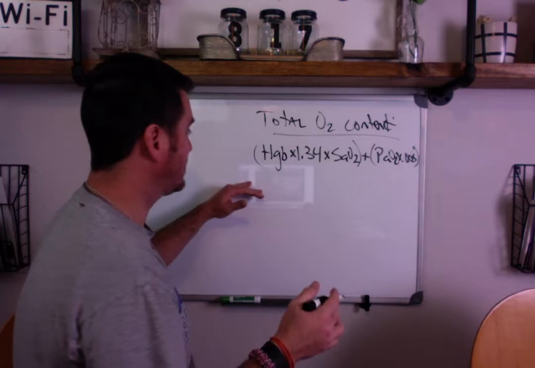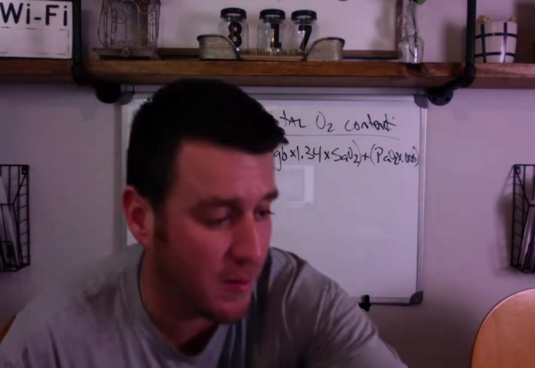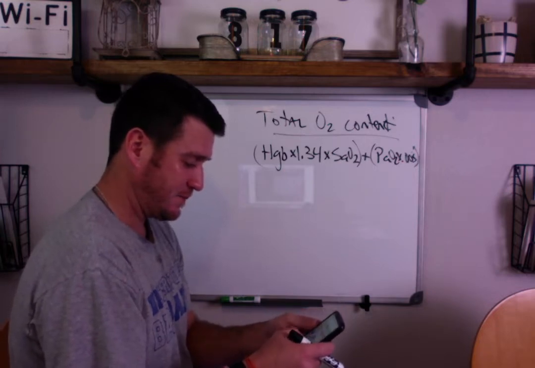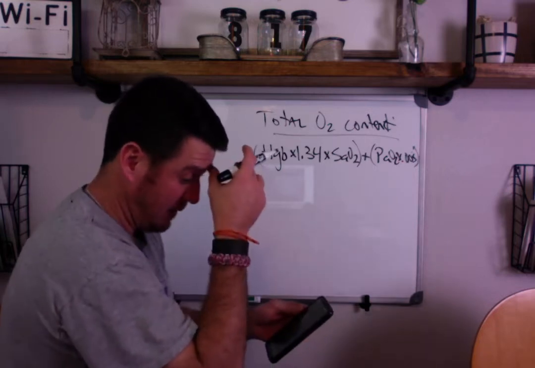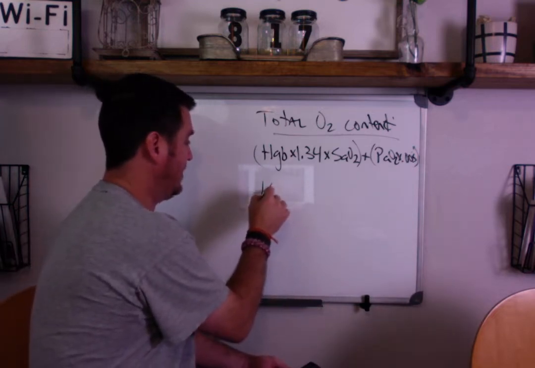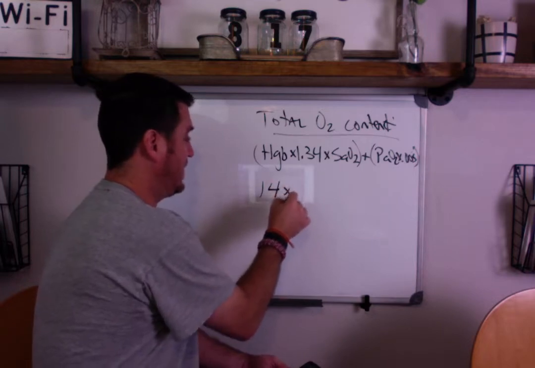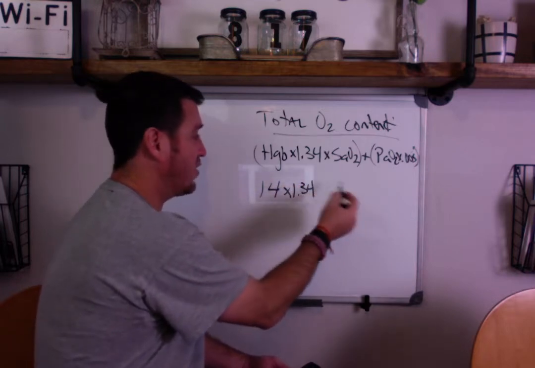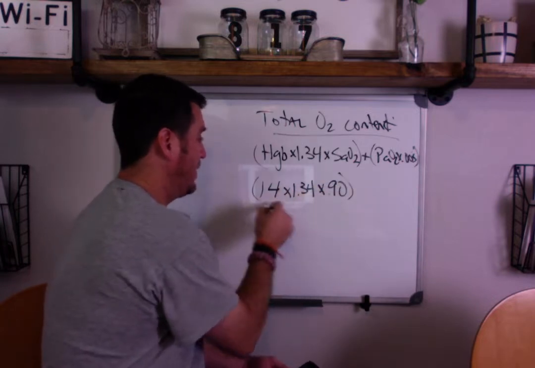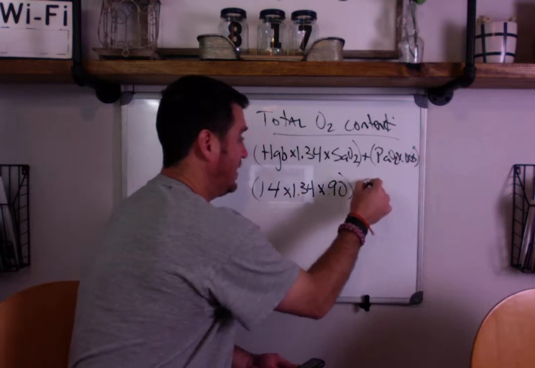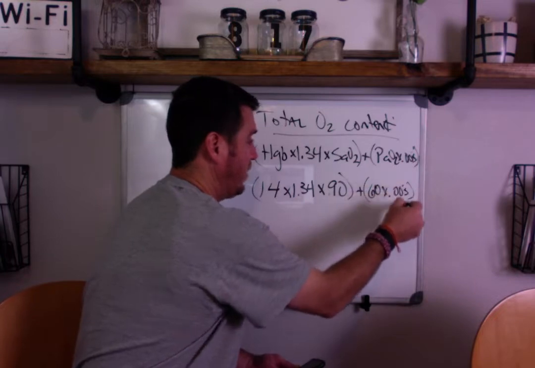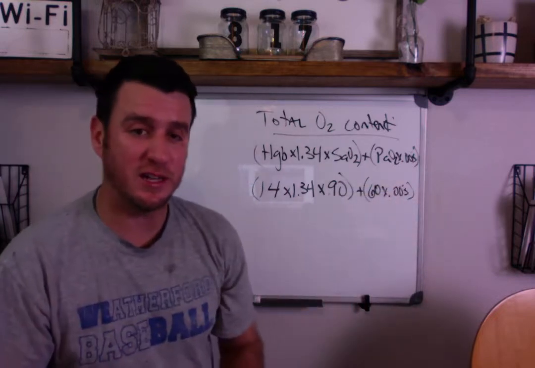Because what I make them understand is that if you have a patient with, I'm going to grab my phone here because I'm going to need my calculator. So let me get my calculator up here. If you have a patient with a hemoglobin of, let's just say, 14 times 1.34, and your oxygen saturation is 90%, which is 0.90, plus you have a PaO2 of 60 times 0.003, what I try to get them to understand is this.